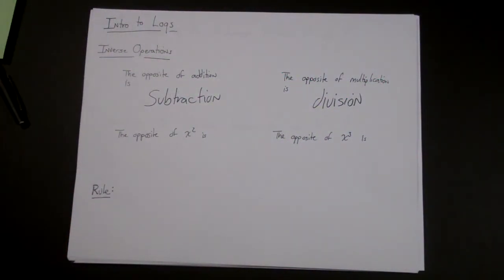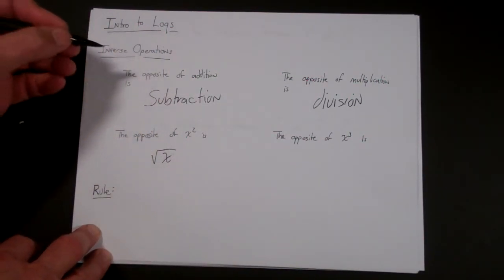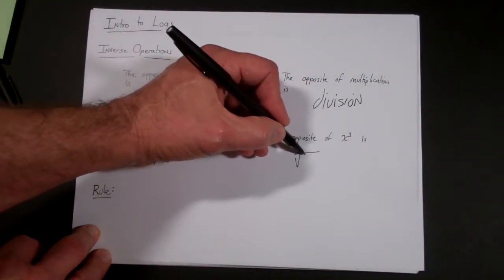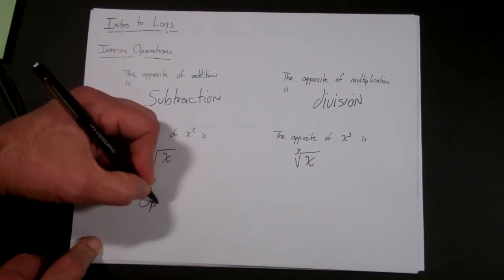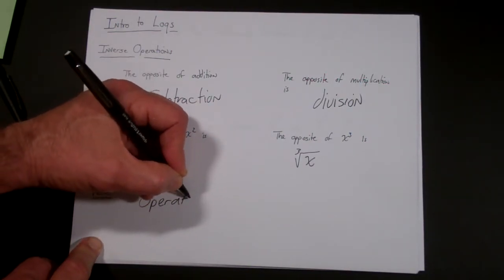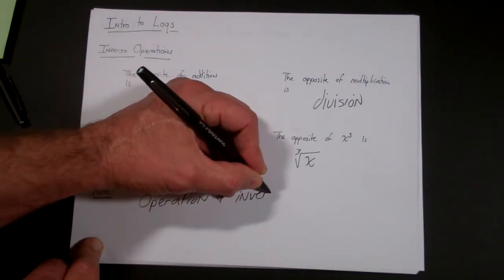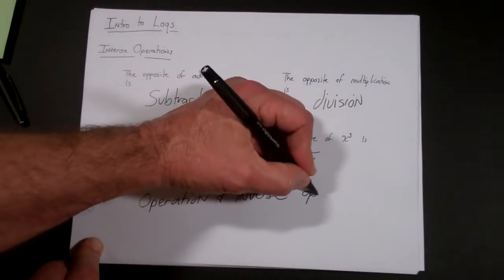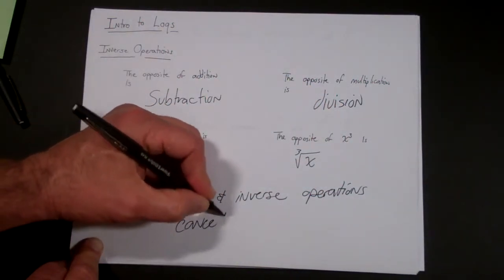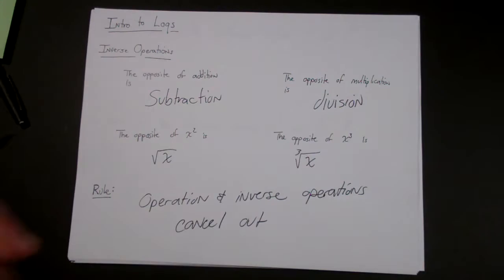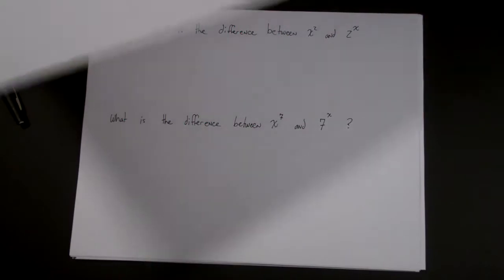So let's think about x squared. The opposite of x squared is simply the square root of x, and the opposite of x cubed is going to be the cube root of x. And the rule is that any operation followed by its inverse cancel each other out, and you just get back where you started. And we use that all the time in math, though we oftentimes don't explicitly state it.